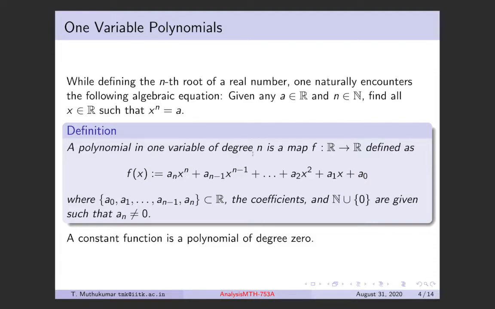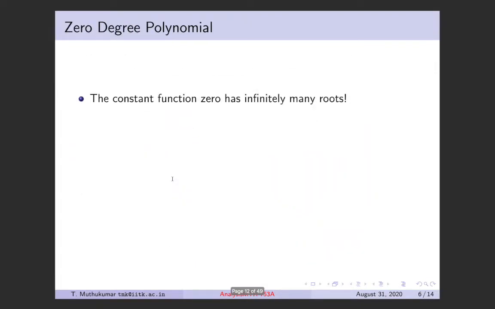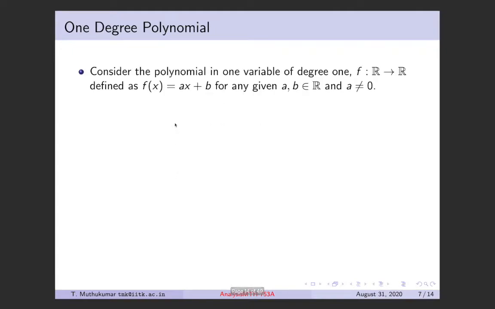It is not of a degree less than n, because if a_n is 0, it becomes a degree n minus 1 polynomial if a_(n-1) is non-zero, and so on. So without loss of generality, we assume that the coefficient of the leading order is non-zero, which means that we are working with the degree n polynomial. So when we say 1-degree polynomial, naturally we are assuming that a is non-zero. So if a is non-zero, this is a 1-degree polynomial.